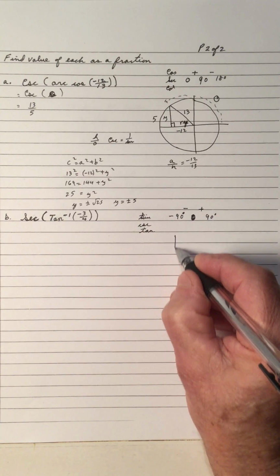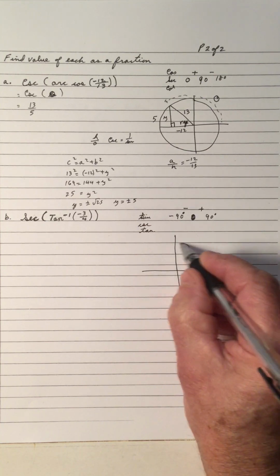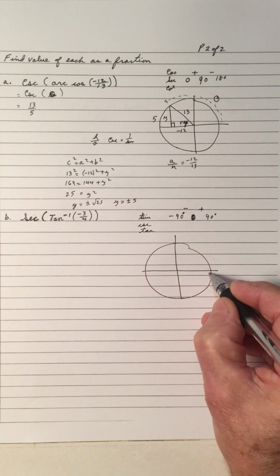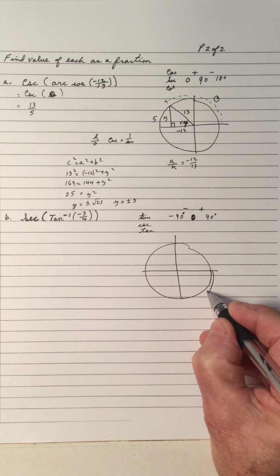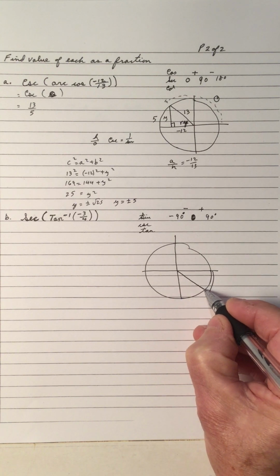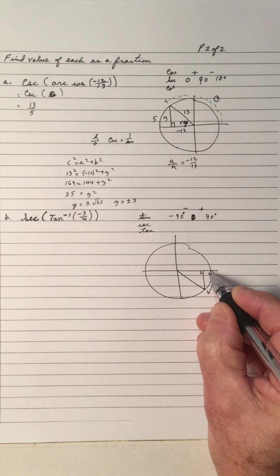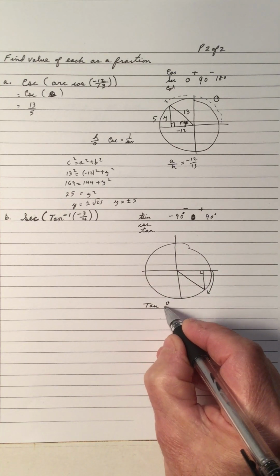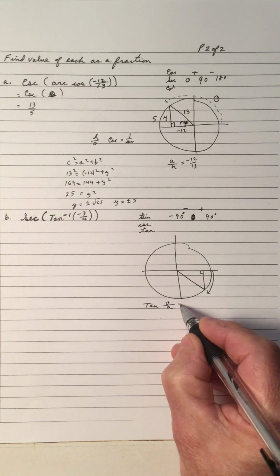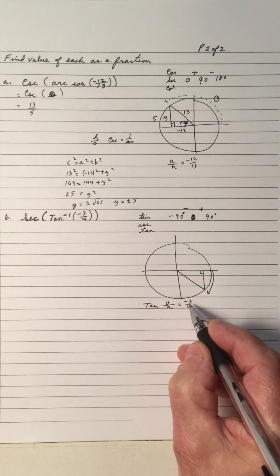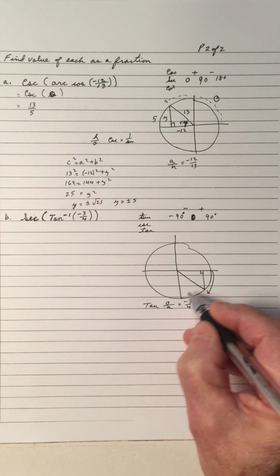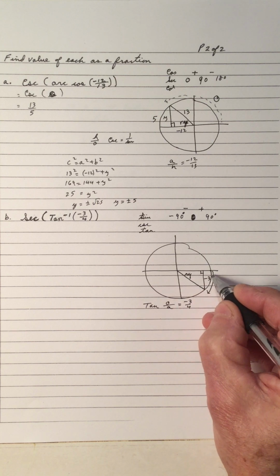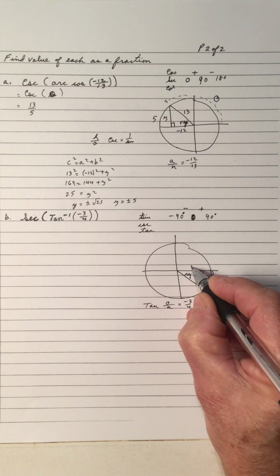So let's see where we are. We're in a negative angle between 0 and negative 90, so we're down here somewhere. We draw the terminal arm and drop a perpendicular to the x-axis. Tan is opposite over adjacent, so negative 3 over 4 is opposite over adjacent. The opposite is negative 3 in relation to this reference angle, and the adjacent is 4.